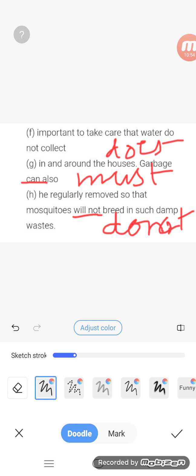First of all, in the F number "cannot" change into "do not", change into "does not". In the G number "can" change into "must", and here H number before "regularly" it is not "he", it is "be" regularly removed, so that mosquitoes do not, "will not" change into "do not", breed in such damp waste.